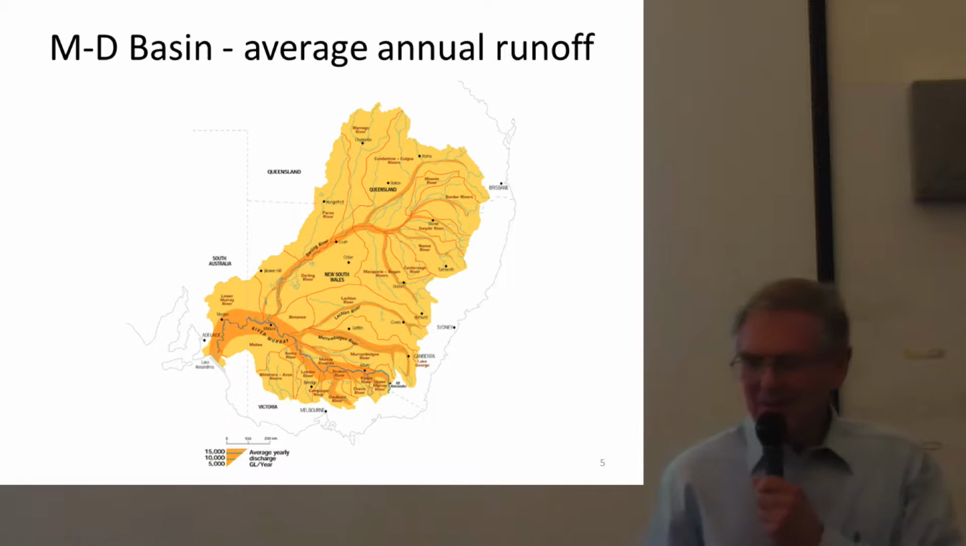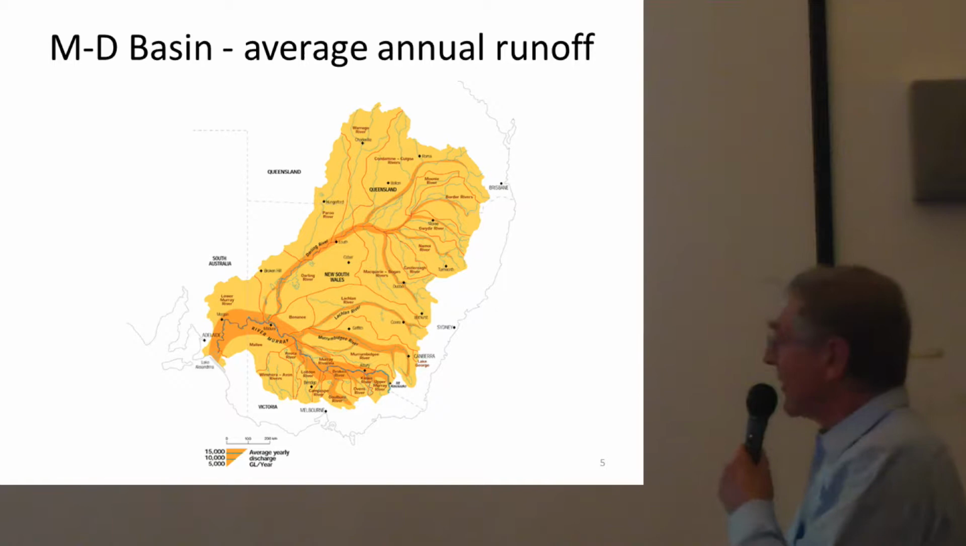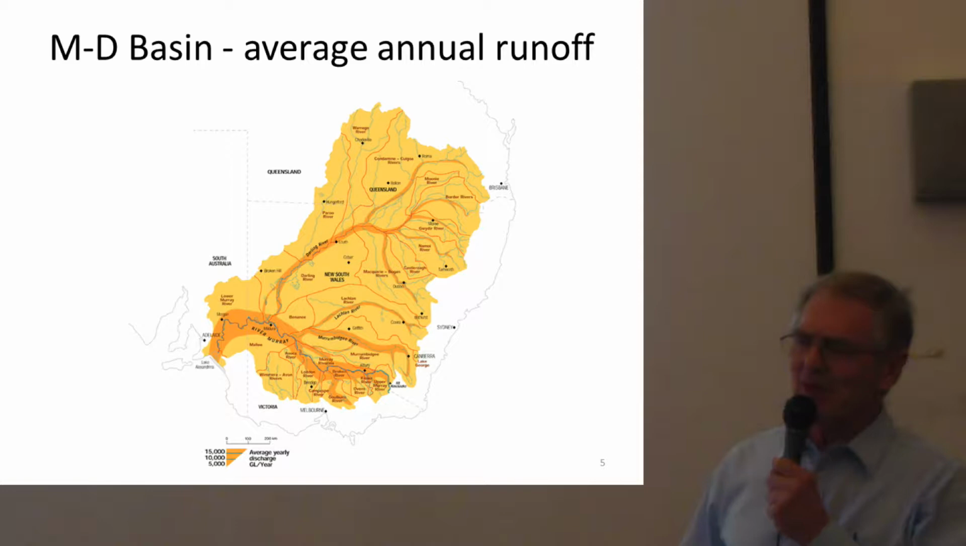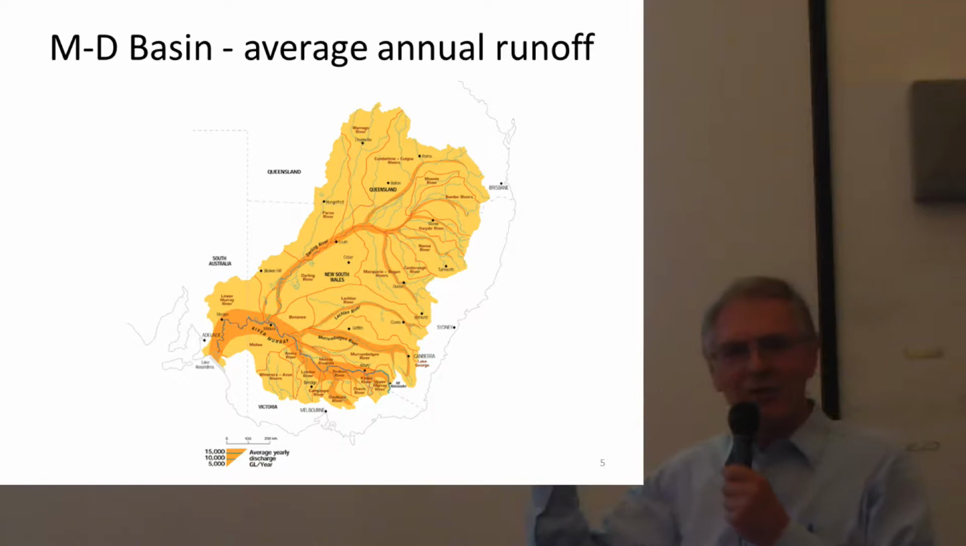Now that average annual runoff is the width of those brown streaks there. Can you all see this? Yes. The width of that is the amount of water that would get down the river in a year on average, allowing for losses due to transpiration and evaporation, but not allowing for any irrigation take.